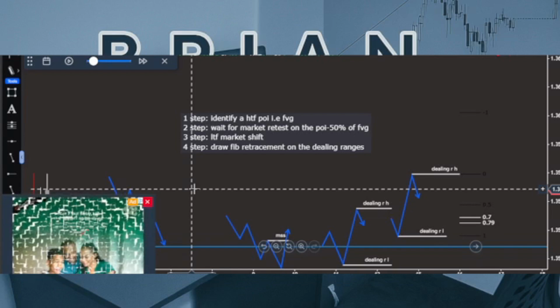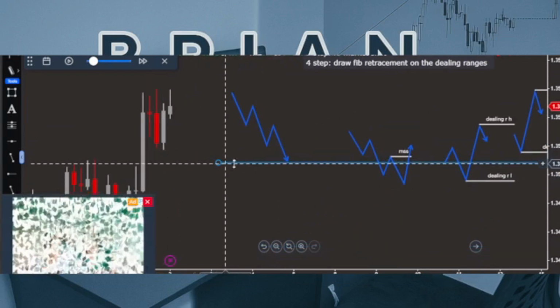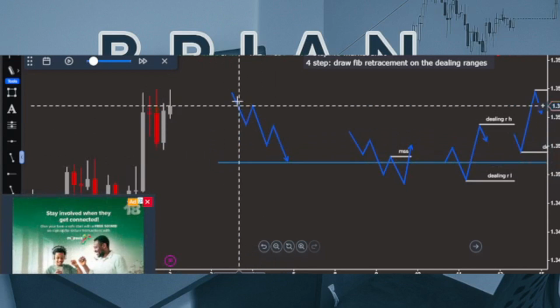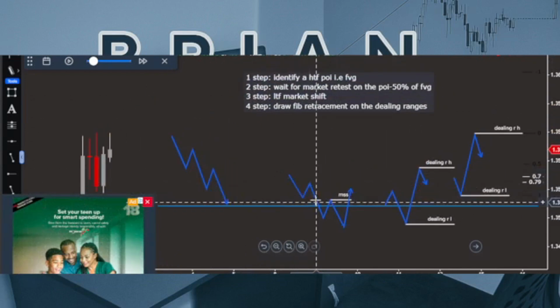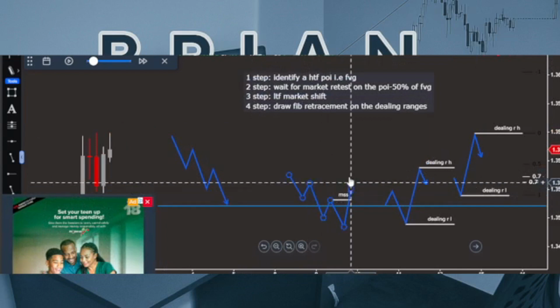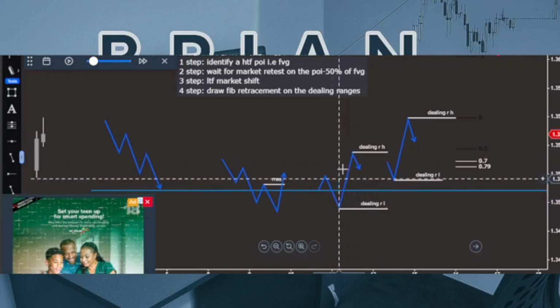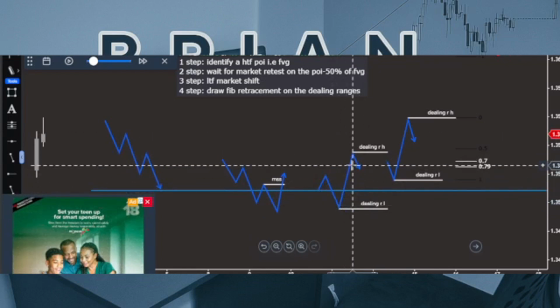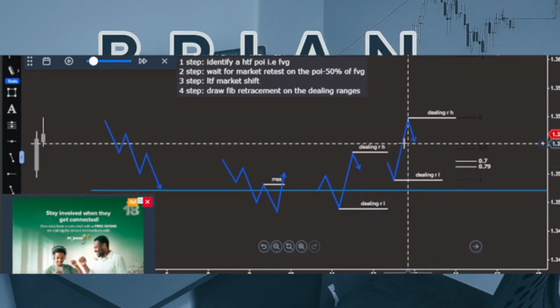So the first thing we said is identify a high point of interest, which in this case is a fair value gap. Wait for market to retest the 50%. Go on lower time frame, find the market shift. After market shift, find the deal edges. It is very important for you to know how to draw the deal edges. Then the next thing is draw the Fib on the deal edges.